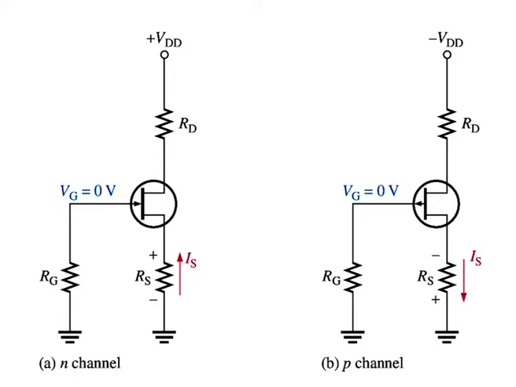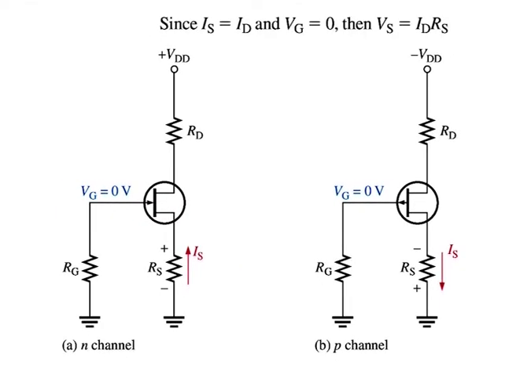The gate resistor RG does not affect the bias because it has essentially no voltage drop across it and therefore, the gate remains at 0 volt. RG is necessary only to force the gate to be at 0 volt and to isolate an AC signal from ground in amplifier applications. For the N channel JFET as shown in the figure, IS produces a voltage drop across RS and makes the source positive with respect to ground.